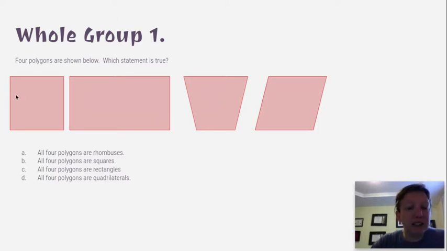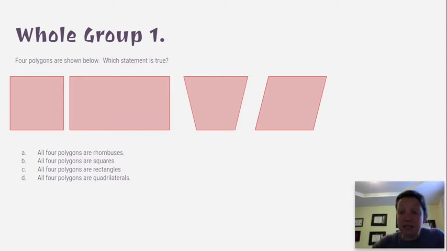Now, if we look at these, what does this one look like? It looks like a square. What we know is a square, right? But is this a square? Do all these have the same sides? No. So when it says all 4 polygons are rhombuses, remember what a rhombus is.